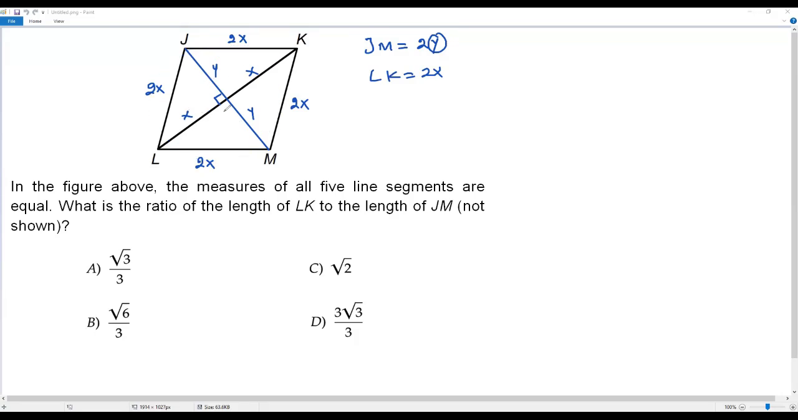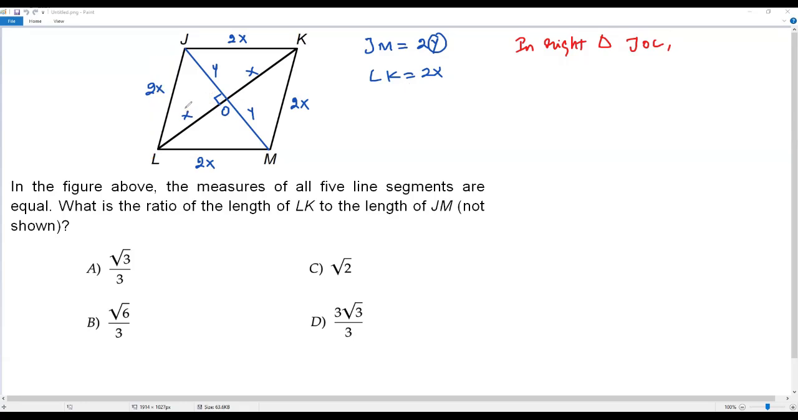Now let's say this is a point O. Now let me consider the right triangle JOL. In this right triangle, I'm going to solve for y in terms of x. I'm going to use the Pythagorean theorem in the right triangle JOL. The Pythagorean theorem says the sum of the squares of the 2 legs of a right triangle always equals the square of the hypotenuse. Here JL is the hypotenuse because this is the side opposite the right angle.